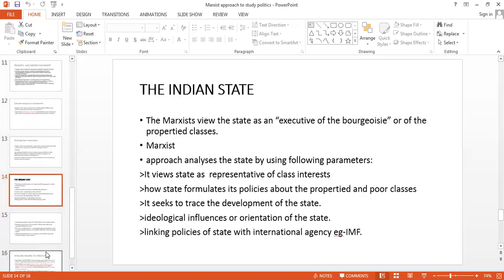Next is about the Indian state. While we are talking about the Indian state, we need a general idea of the Marxist idea of the state. Marxists consider the state as an executive of the bourgeoisie or the property class. The Marxist approach analyzes the state using the following parameters. We can check how the state, as a representative of class interest, formulates its policies for the propertied and poor classes. It seeks to trace the development of the state, ideological influences or orientation of the state, and the linking of state policies with international agencies. The example is the IMF. Okay.